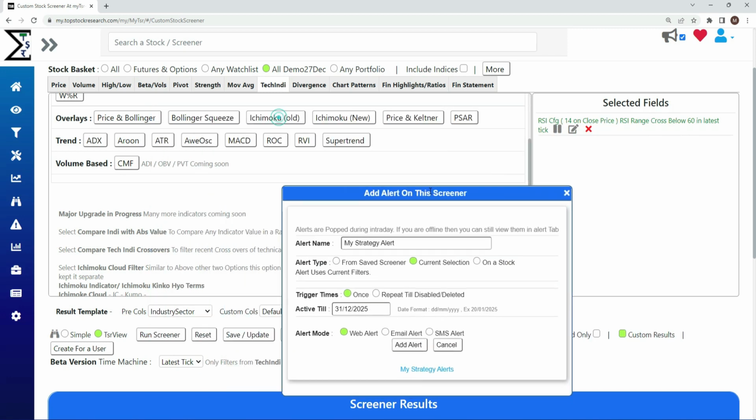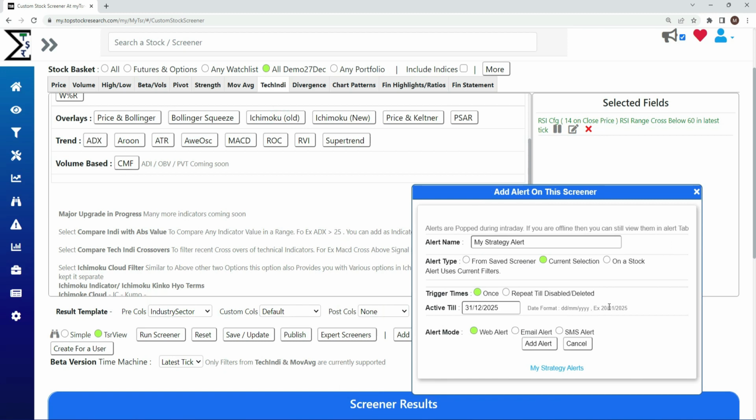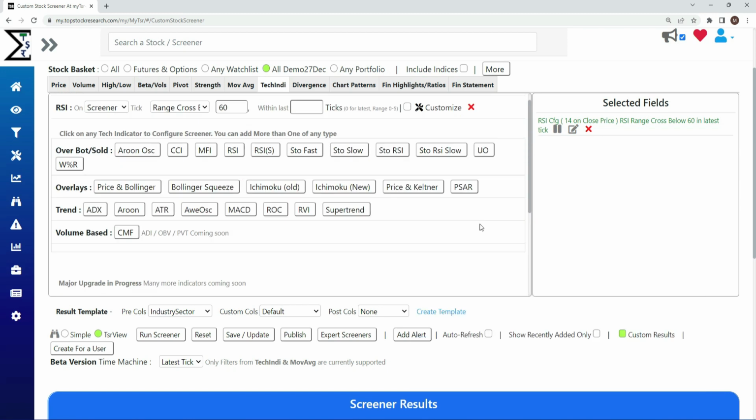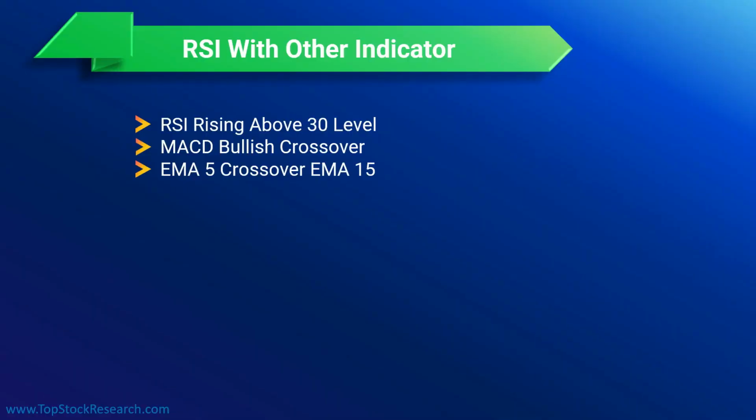So the current selection is whatever selection you have made, right? And then you want it once or you want repeat till disabled. So if you want once, you'll get that. You want web alert, email alert or SMS alert, you'll get that. So web alert is what will be popped on if you are on a desktop or a laptop, right? So as soon as this alert is hit, when the conditions are met, you'll get an alert, right? You can have SMS and email alerts. Okay, so that was about alert.